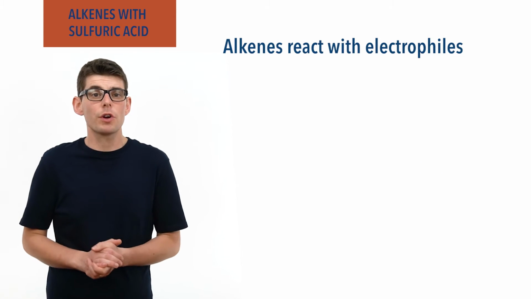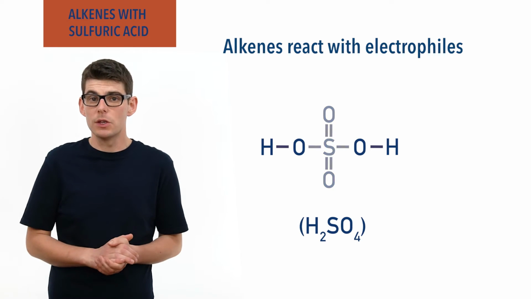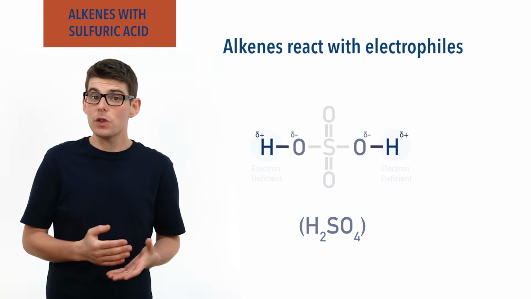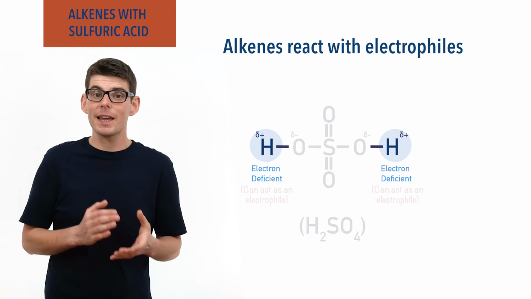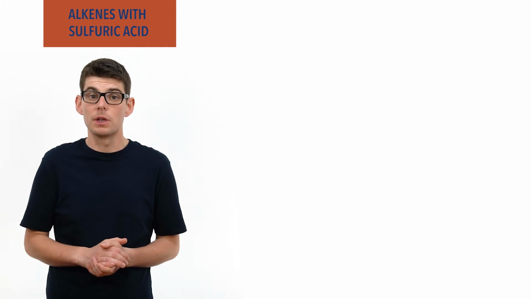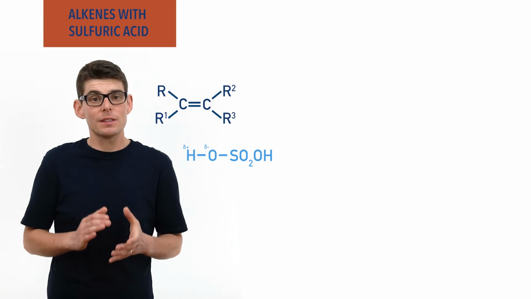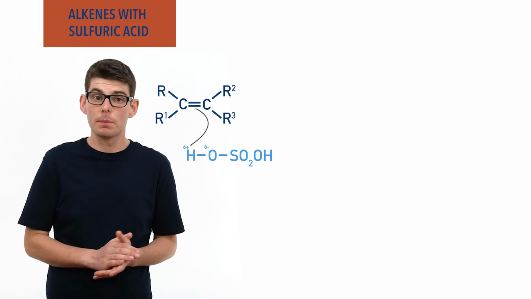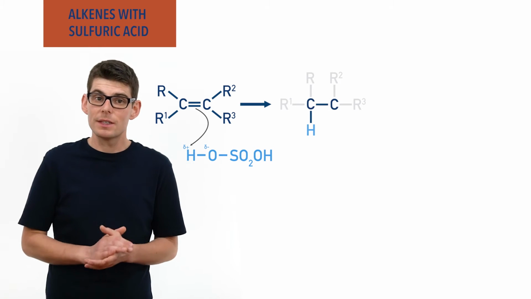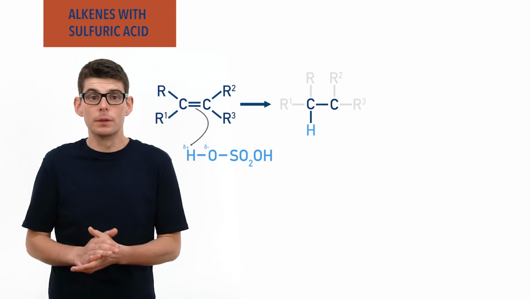Now, if we look at the structure of sulfuric acid, H2SO4, we can see that the hydrogen atoms in each molecule have a very large partial positive charge, making them electron deficient, and this enables them to act as an electrophile. As a sulfuric acid molecule approaches the carbon-carbon double bond in an alkene, the electron-deficient hydrogen atom in the acid accepts a pair of pi bonding electrons from the double bond. This breaks open the double bond, and a single sigma bond is still left between the two carbon atoms, meaning the carbon chain doesn't get broken.